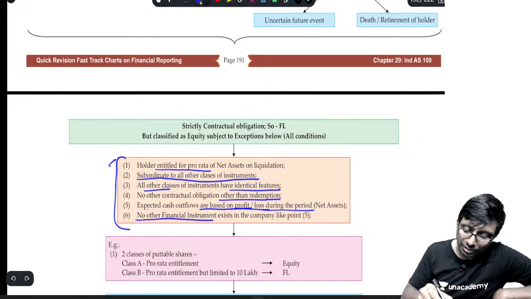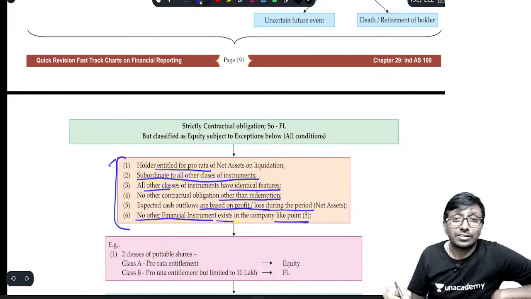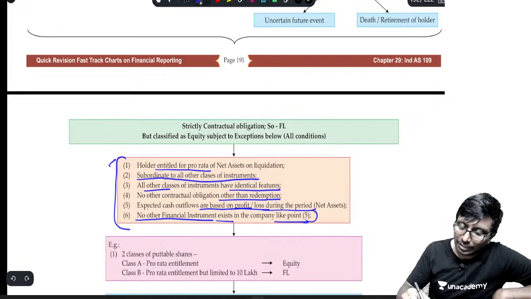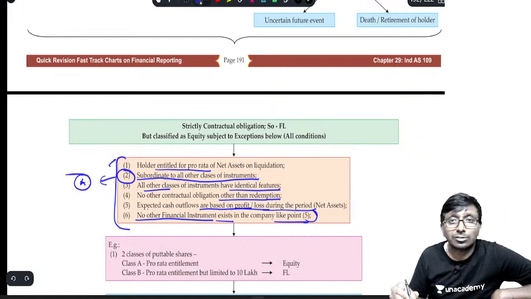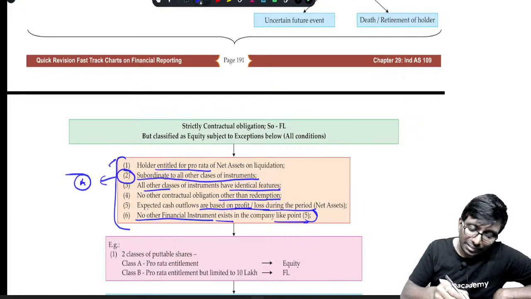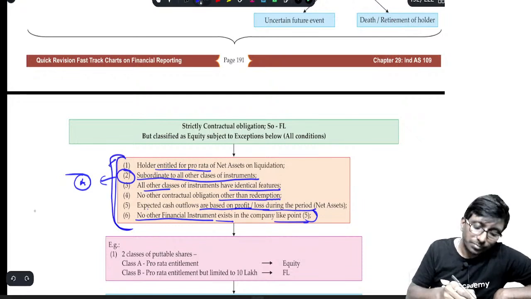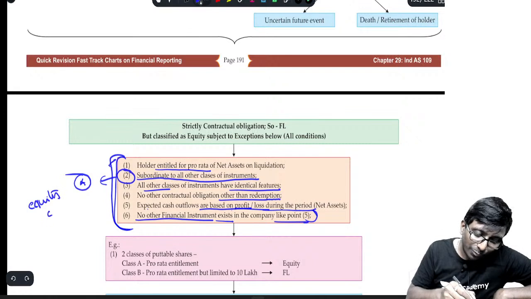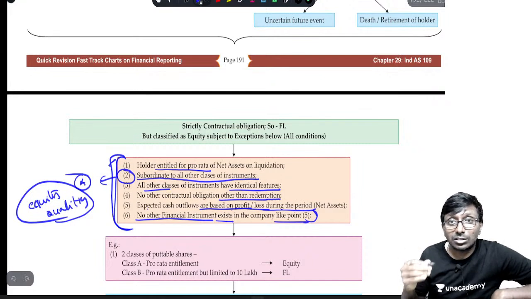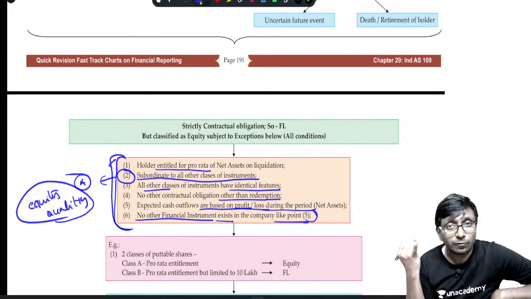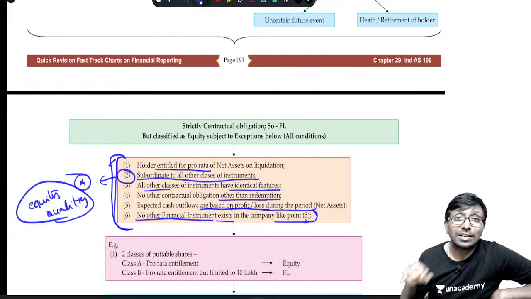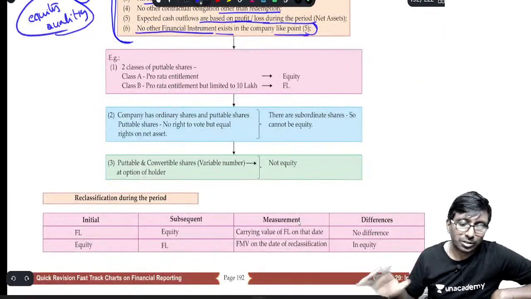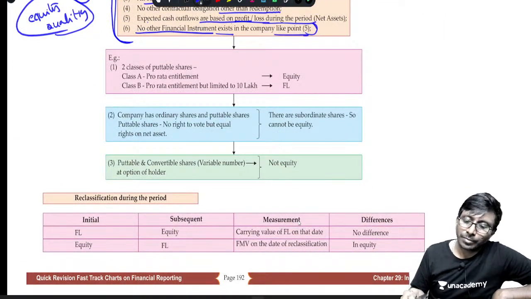Next, no other financial instrument exists in the company like this. Like this means, as I told you, this point is sufficient. Actually, being subordinate to all instruments is sufficient. See, at the end of the day, with all the 6 points, they are trying to ensure that we have equity qualities. The putable instrument, except for the option to put, has all other qualities exactly equal to equity instrument qualities. That is the reason.